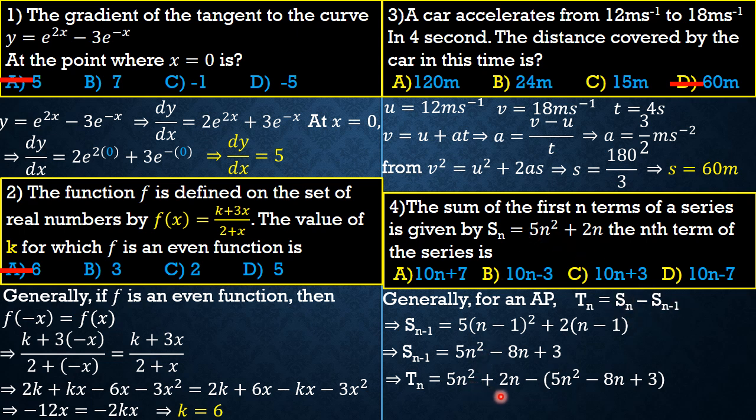It is 5n squared plus 2n minus Sn minus 1, which is simply 5n squared minus 8n plus 3. If we simplify that correctly, we are going to have our answer Tn to be 10n minus 3. Great. So the right option here is option B. Option B is the right answer.